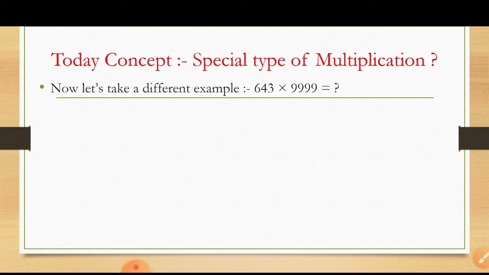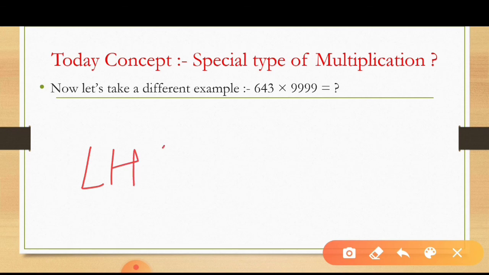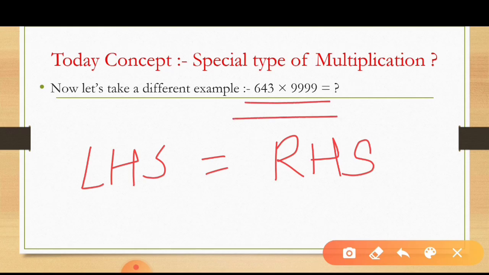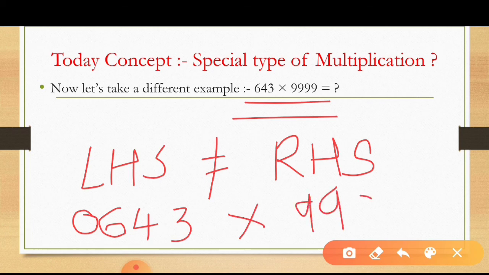Okay, here in the starting I told you that you have to balance the left hand side and right hand side, but this question is in the form of an unbalanced rule. So you have to first make it a balanced rule. Means here we have to suffix 0 before the question. Means here we have to write 0643 into 9999. Okay, now this is in the form of the real left hand side and right hand side sums. Now you have to solve these sums.